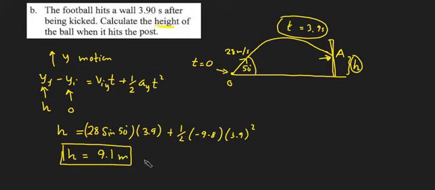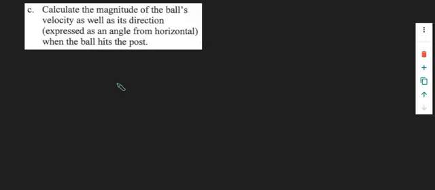H is 9.1 meters. Part C, the final part: calculate the magnitude of the ball's velocity as well as its direction, expressed as an angle from the horizontal, when the ball hits the post. Again, I'm going to sketch that previous situation. At O, the ball leaves at an angle and then goes like this, and it's going to hit this post at a certain height, h.